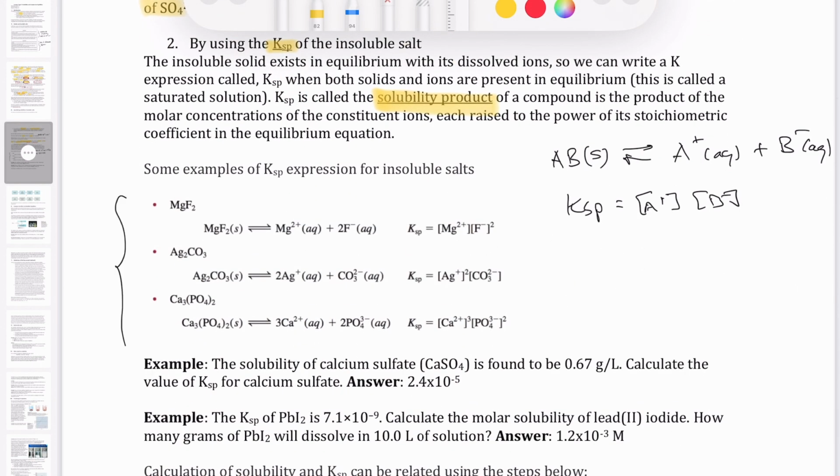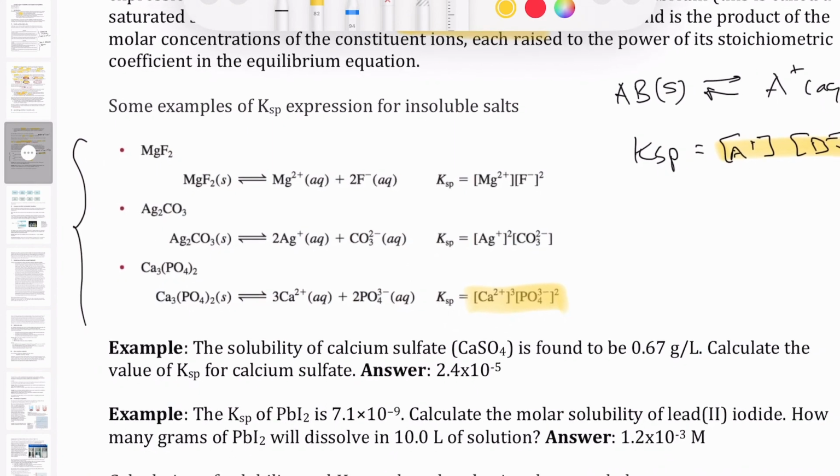of KSP expression for different types of salt with different types of stoichiometry between the ions. So hopefully you can see how a KSP expression could be as simple as the one that I just gave you with that AB, or it could be as complex as this calcium phosphate salt, which has calcium raised to the third power and phosphate raised to the second power.